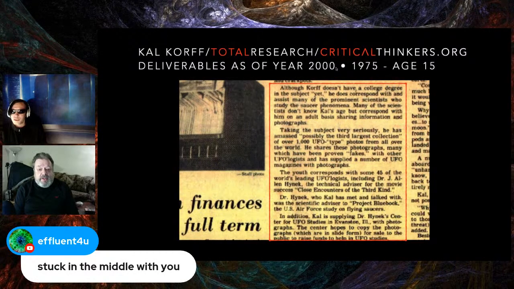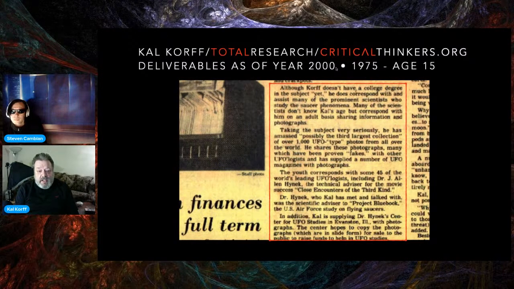So it says here, taking the subject very seriously, he has amassed possibly a third largest collection, blah, blah, blah, shares the photos, many of which have been proven fakes with other ufologists. Again, Wendell and I used to exchange photos. He had the largest collection. Ron Smotek had the second. I had the third. The youth corresponds with some 45 of the world's leading ufologists, including Dr. Jalen Hynek. Then it says Dr. Hynek, who Kal has met and talked with.